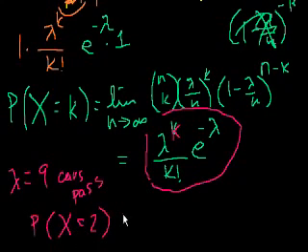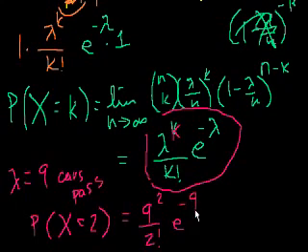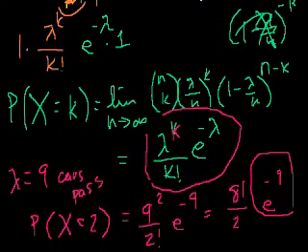It's going to be equal to 9 cars per hour to the 2nd power, or squared, divided by 2 factorial, times e to the minus 9 power. So it's equal to 81 over 2 times e to the minus 9 power. And let's see, maybe I should just get the graphing calculator out. Well, I'll let you do that exercise to figure out what that is. But I'll see you in the next video.